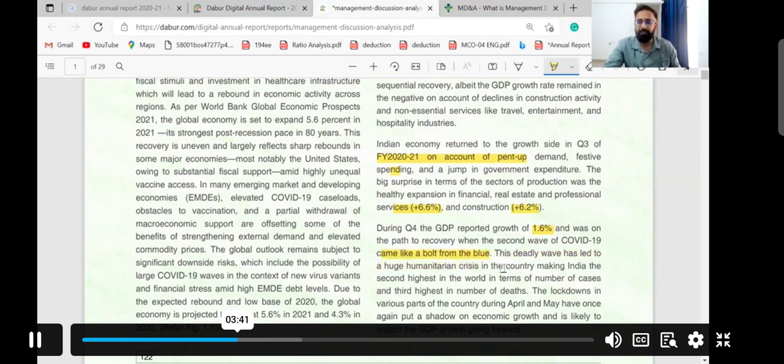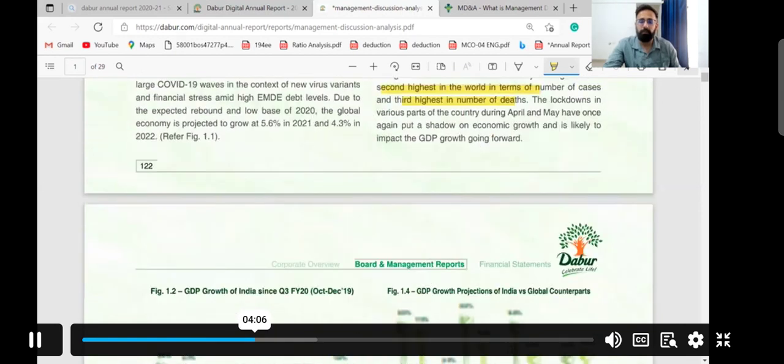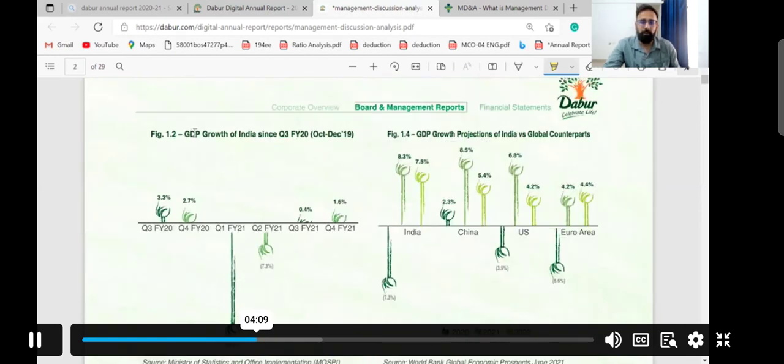This deadly wave has led to a huge humanitarian crisis in the country, making India the second highest in the world in terms of number of cases and third highest in the number of deaths. The lockdown in various parts of the country during April and May once again put a shadow on economic growth, right? We have definitely seen a shadow on economic growth, and it is likely to impact GDP growth going forward. So you can see here the GDP growth of India since Q3. GDP growth in financial year 2020 was 3.3%. Then in Q4 of financial year 2020 it was 2.7%.